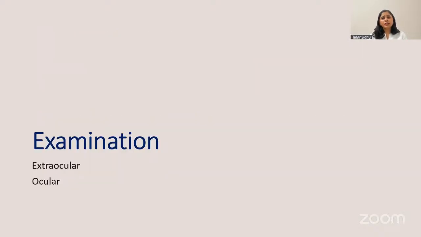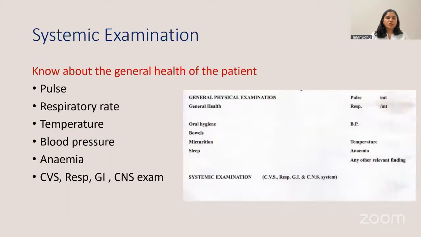Now coming to the examination. After a very detailed history, you need to look at the patient's, first of all, systemic examination, extraocular, and ocular examination. General systemic examination of the patient must be done. You should check the pulse and the respiratory rate of the patient.